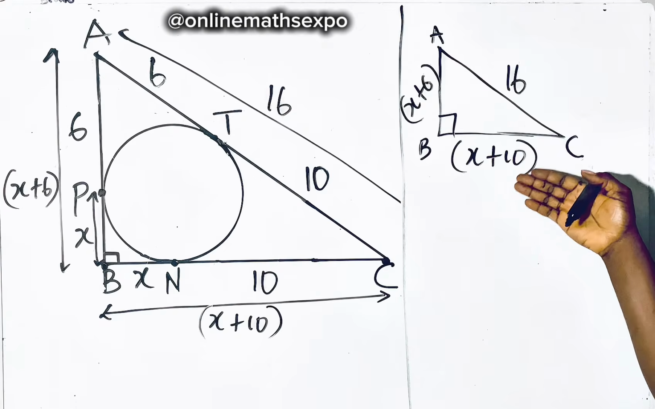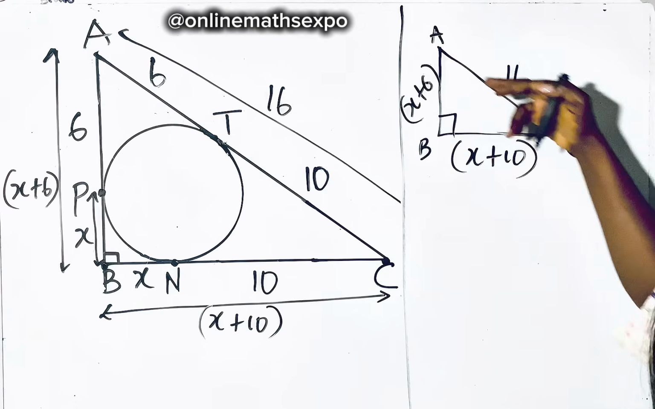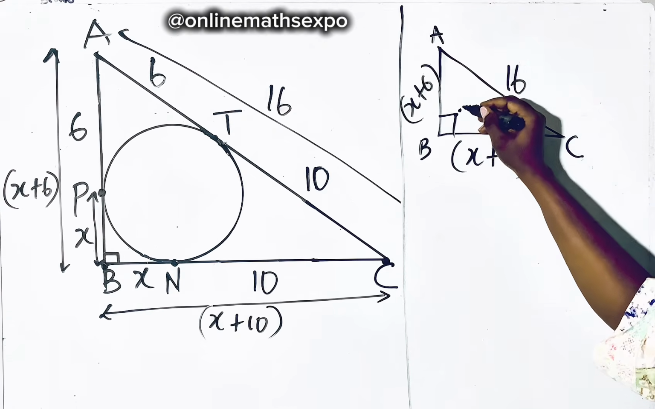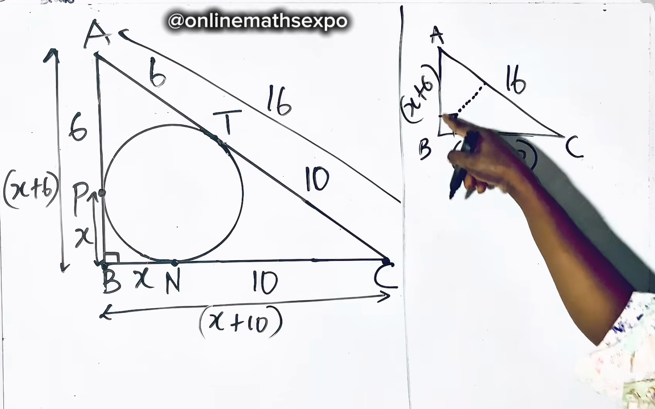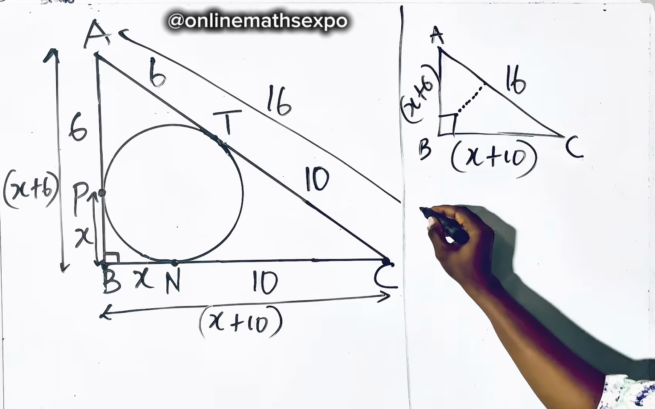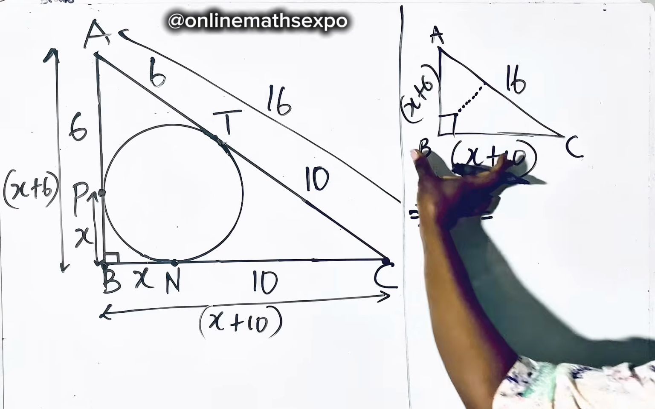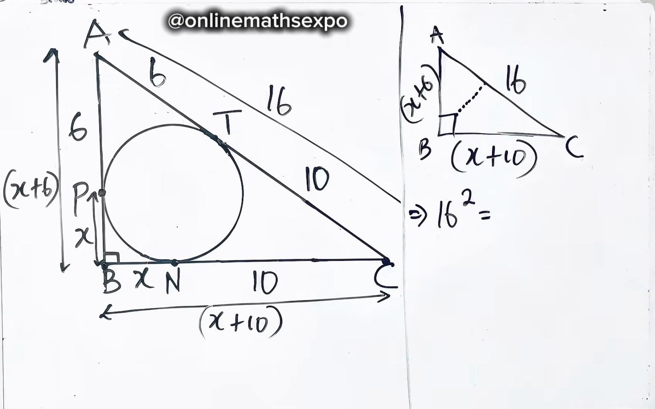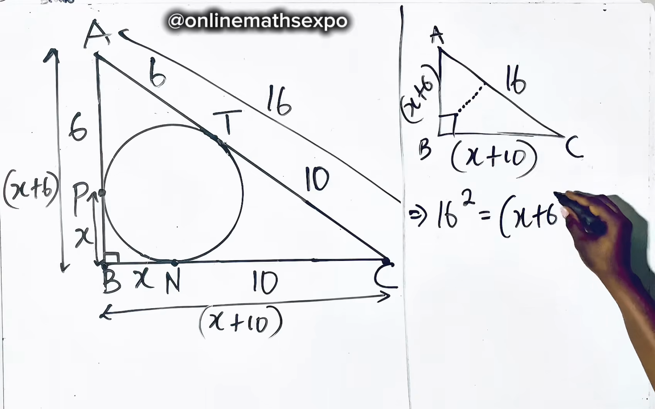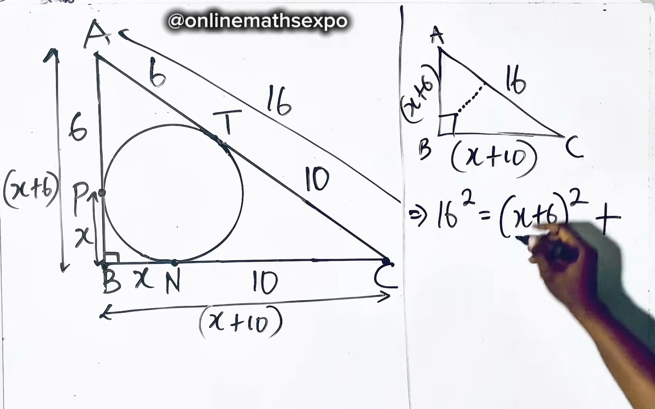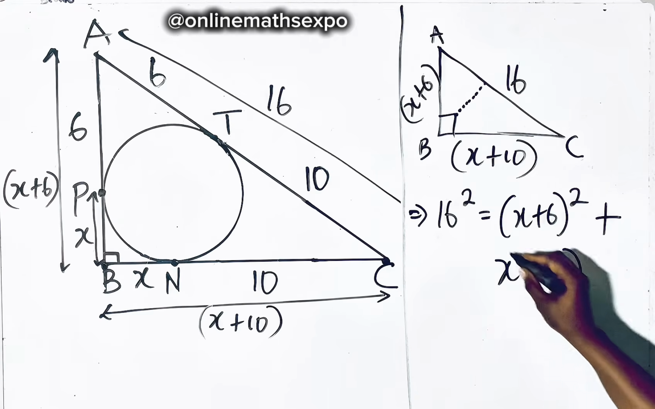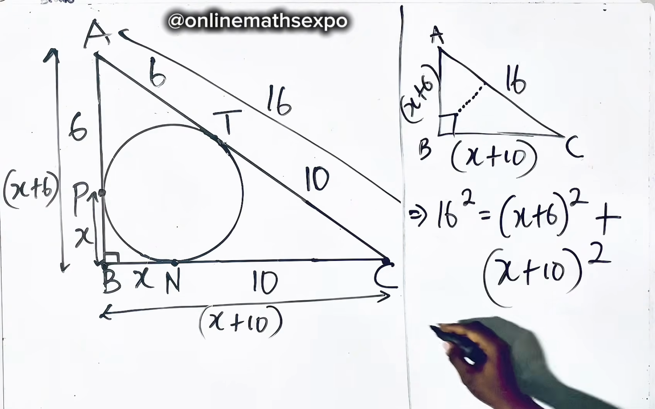And to apply Pythagorean theorem, just observe that the longest side of this is the side that is directly opposite to the right angle. And this is the longest side. Square the longest side. So it's going to be 16 squared is equal to the square of these two legs summed. So it gives us (x plus 6) squared, plus (x plus 10) all squared. Now, what should we do next?